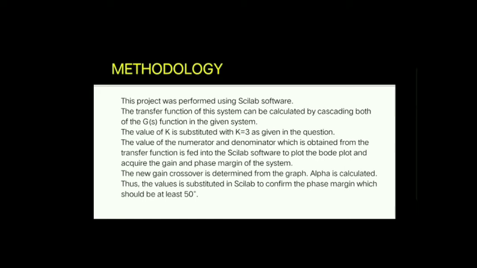The new gain crossover is determined from the graph. Alpha is calculated. Thus, the value is substituted in the Scilab to confirm the phase margin, which should be at least 50 degrees.